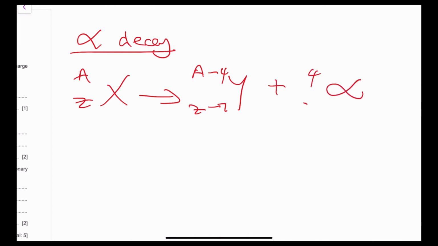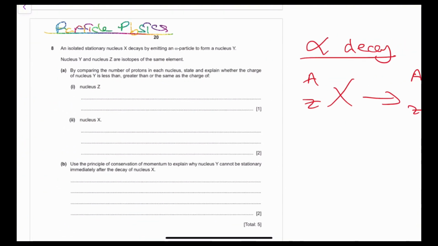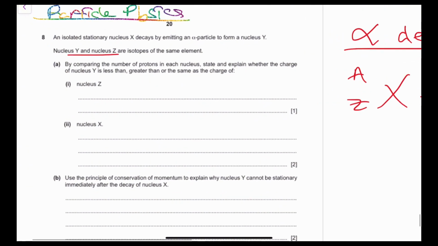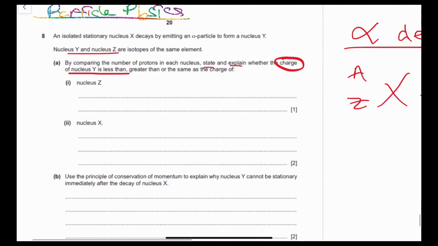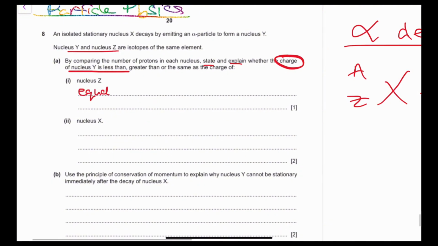We've been asked to compare the number of protons and neutrons in each nucleus of both X and Y, and state and explain whether the charge of nucleus Y is less than, greater than, or the same as the charge of nucleus Z. Nucleus Y and Z are isotopes. Well, it's the same, but why? Because isotopes basically have the same number of protons.